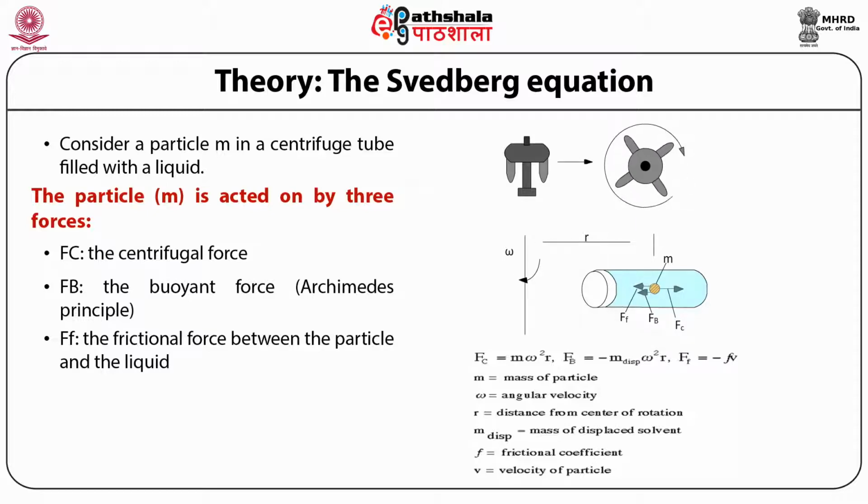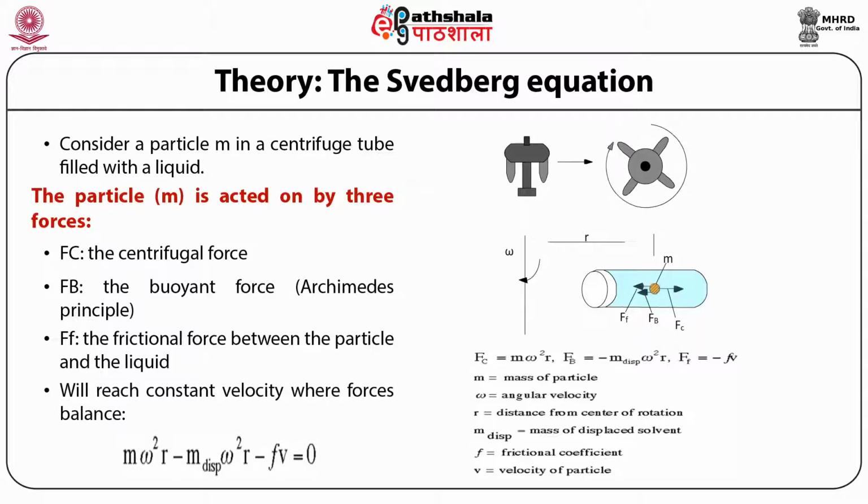So the total force acting on a particle is given by an equation: the centrifugal force F equals m omega square r, the buoyant force equals m dispersion omega square r, and the frictional force is proportional to the frictional coefficient into the velocity V. This equation is utilized for the calculation of properties of the macromolecules during the process of ultracentrifugation, and the particle will reach a constant velocity where the forces balance each other.